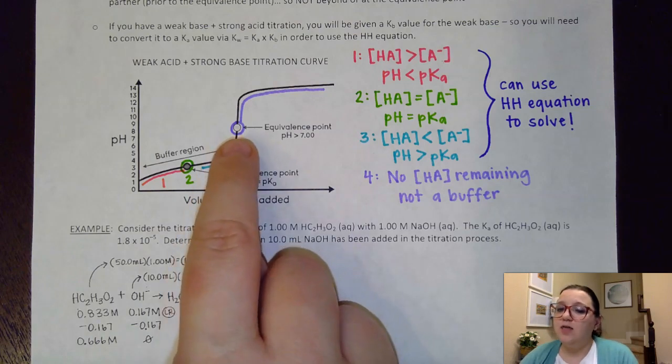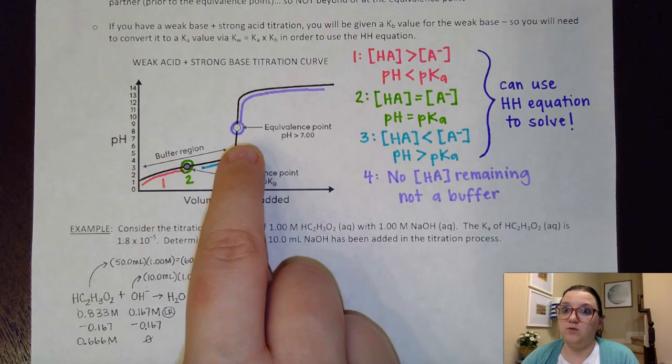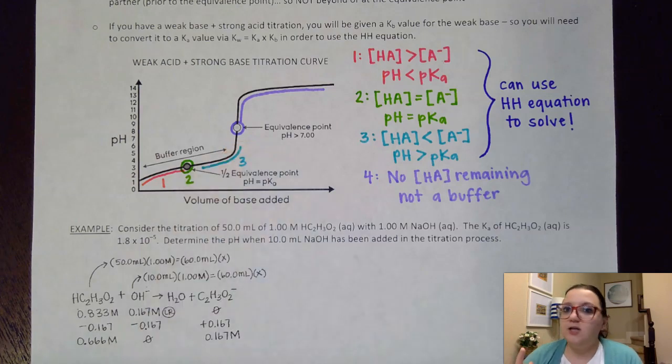Here's the issue. That equivalence point calculation, if y'all remember, was a really long calculation. HH is not going to get you out of it. Okay, so keep that in mind. You're still going to have to do that long calculation at the equivalence point. So let me show you real quick how to use HH in your titration calculation.